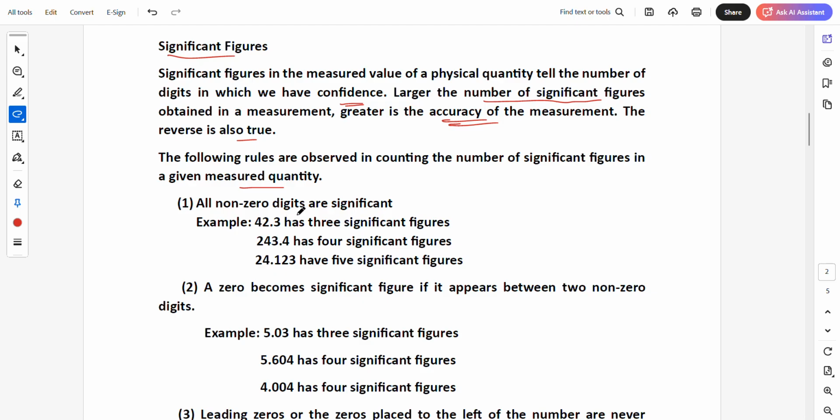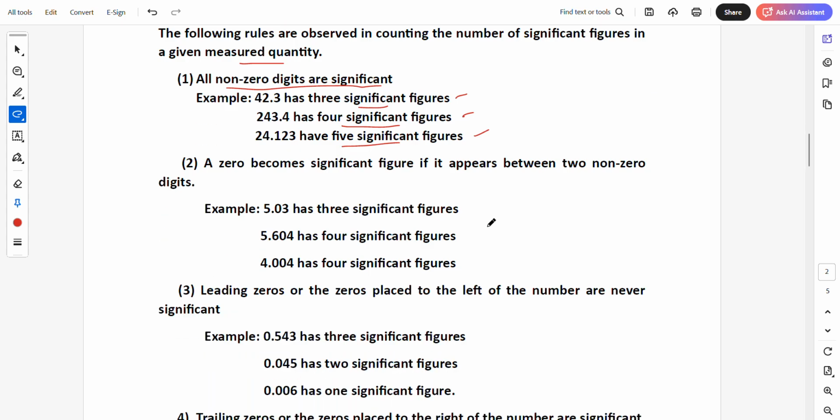All non-zero digits are significant. Like 42.3 has how many? 1, 2, 3. 3 significant digits. Here 2, 4, 3, 4. Okay, 4 significant figures are there. 1, 2, 3, 4, 5 significant. All non-zero digits are significant. Okay, hope you understood. Now second one.